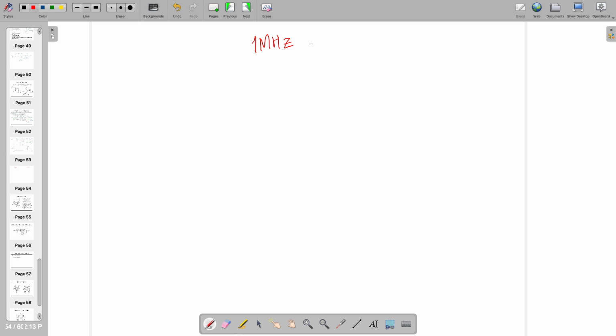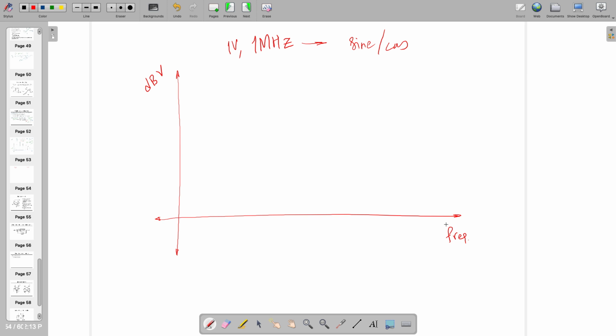So if it is 1 megahertz, some sine or cos, what are you expecting in the frequency domain? 1 megahertz, 1 volt. I want to draw this in dBV with respect to frequency. This is the simplest thing I can ask, right? Now tell me.